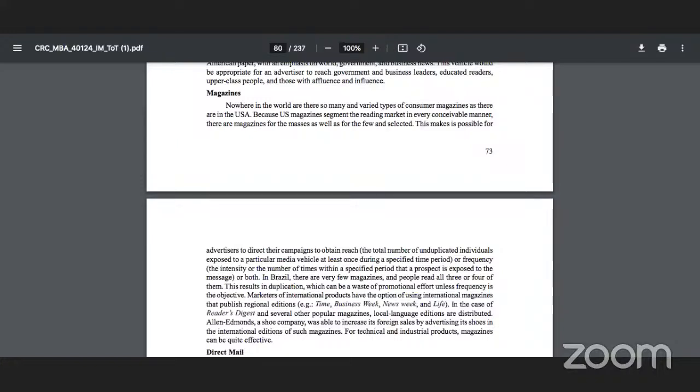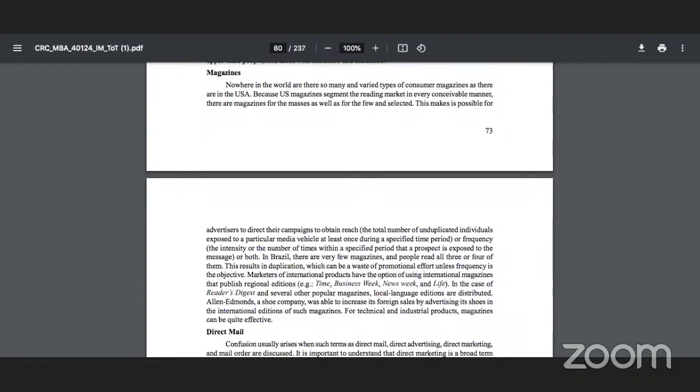Next one is magazines. Nowhere in the world are there so many and varied types of consumer magazines as there are in the USA. And magazines are of many kinds, right? Whether it's sports magazines, fashion magazines, or entertainment magazines. There is every conceivable form of magazine that is available for the few and selected audience.